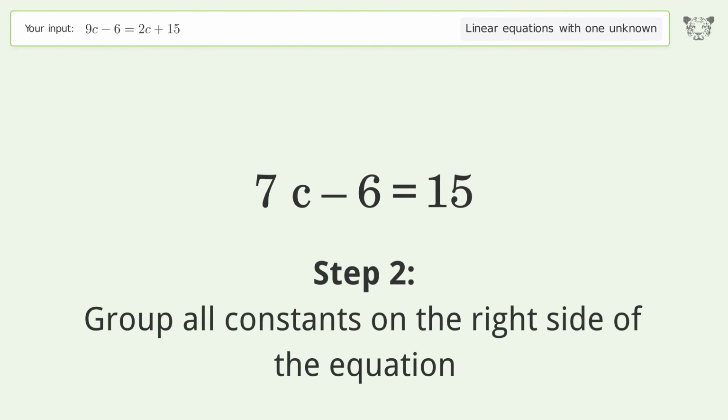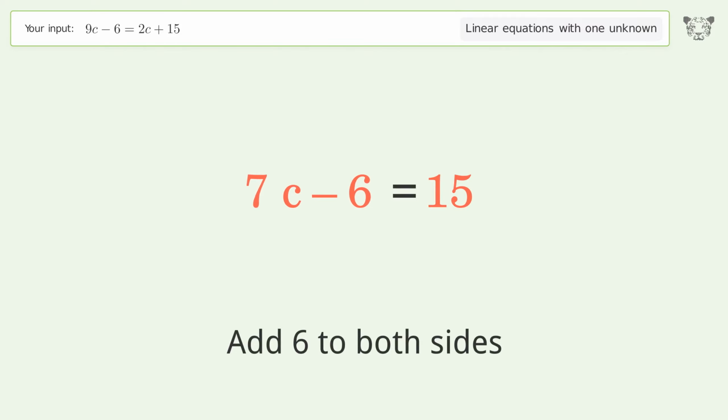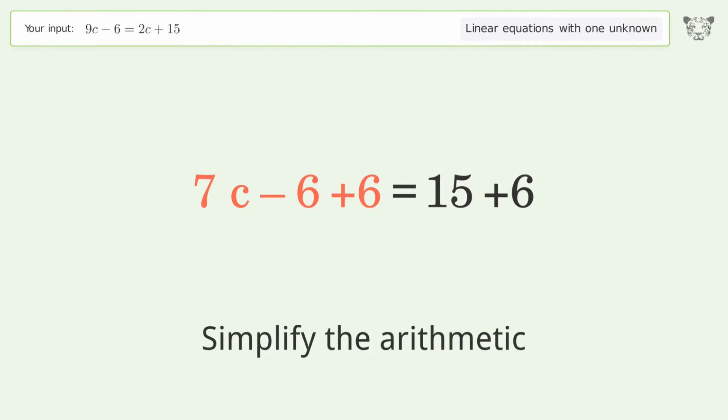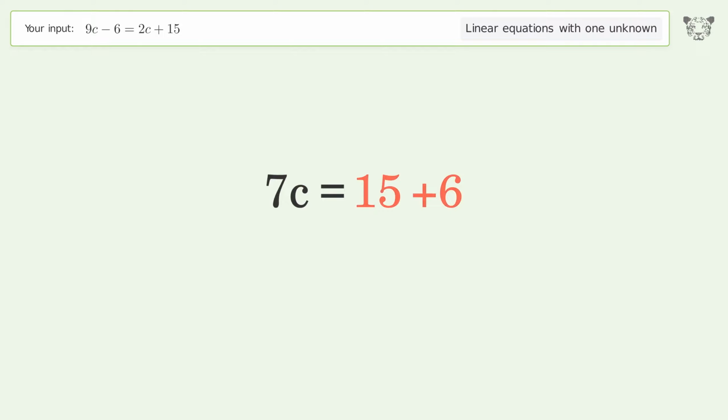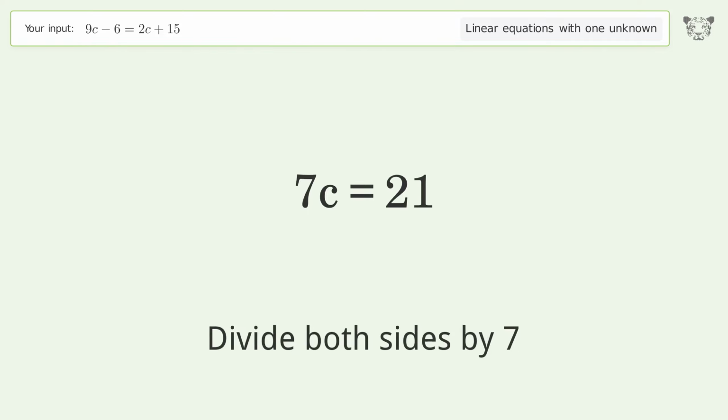Group all constants on the right side of the equation. Add 6 to both sides. Simplify the arithmetic. Isolate the c. Divide both sides by 7.